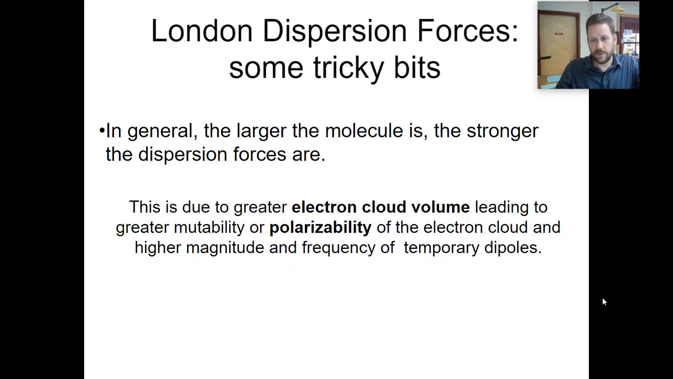Here's another tricky point about London dispersion forces, which should make sense. The larger the molecule is, the stronger the dispersion forces are, and that has to do with the polarizability of the electron cloud. The most common example we might consider is diatomic molecules like chlorine, bromine, and iodine. Now, chlorine is a relatively small molecule, whereas bromine and iodine are larger.